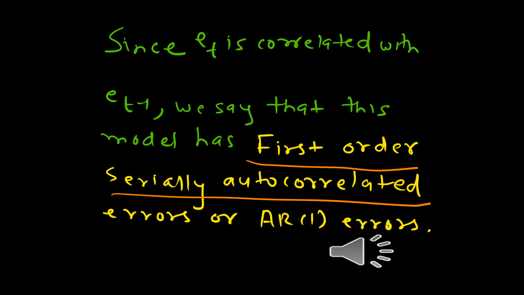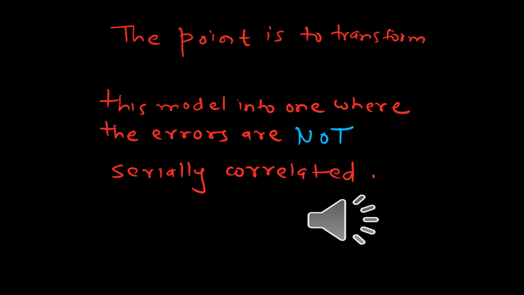Now since Et is correlated with Et minus 1, in this specific case, we say that this model has first order serially autocorrelated errors, or the errors follow an AR1 process. The point is to transform this model into one where the errors are not serially correlated.